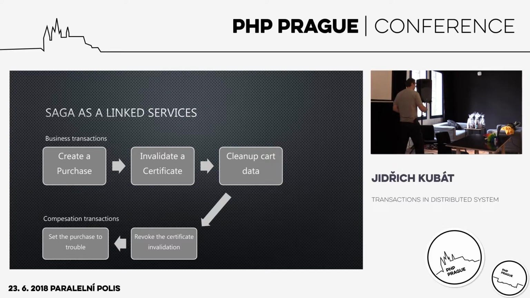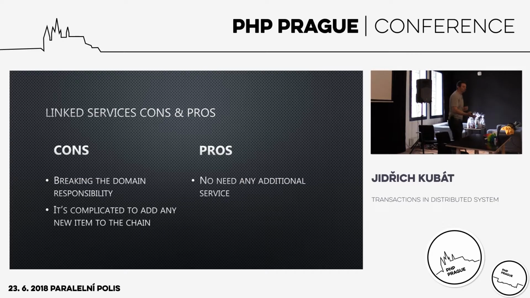The difference from ACID transactions is that in ACID we have all or nothing. In SAGAs we have to react and implement some business logic. For example, we don't want to lose the purchase, so we can set it to trouble. We can call our customer that something went wrong and deal with it. So this is how to implement it.